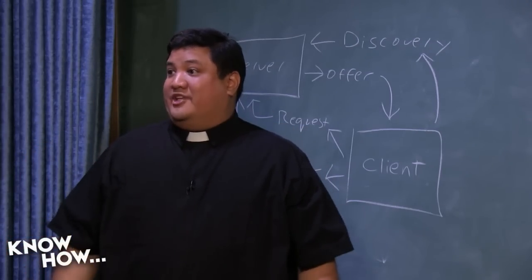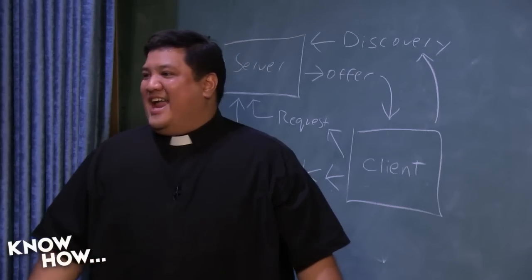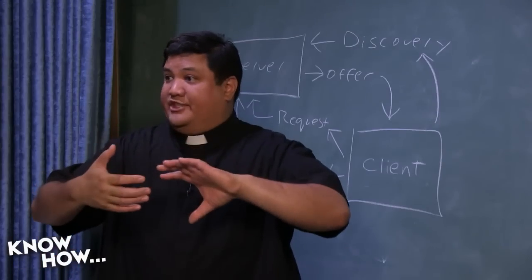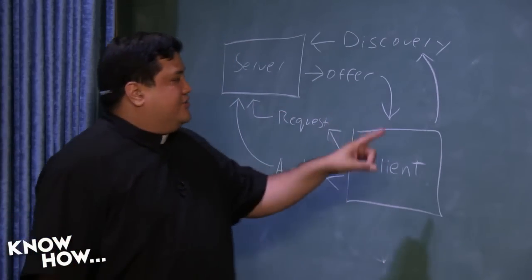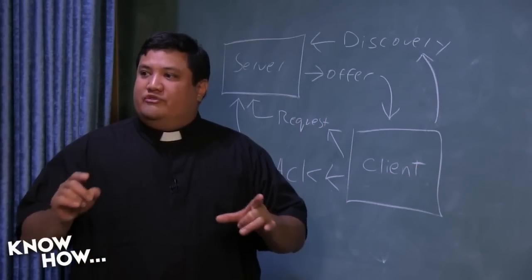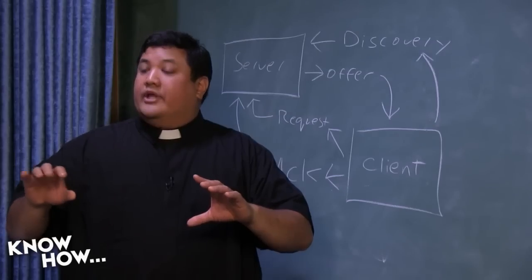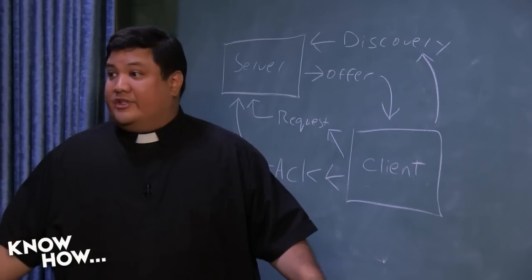UDP is just like me standing in the center of a room going, hey! Hey! Hey! Anyone hear me? It's a connectionless communication method. There is no handshake. It's just me broadcasting packets over the network. In the case of the client, it's going to broadcast a packet to 255.255.255.255. That's what's called a broadcast packet. It's going to hit everything on the network.